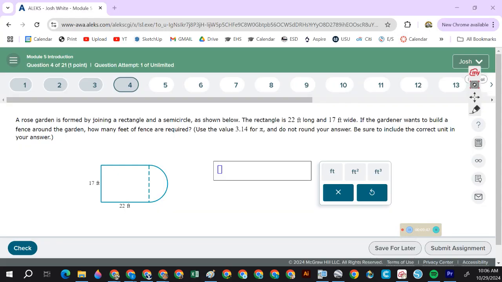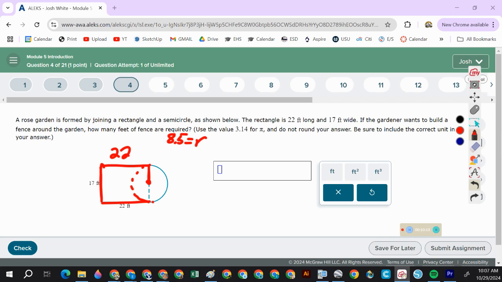So we've covered, there are 7 different types of problems in this assignment, and we've covered all of them but this one. So here we have a rose garden. It has a rectangle with a half a circle in one side. So this is 22, which means this is also 22. And if this is 17, that means that the radius of that circle is going to be 8.5.